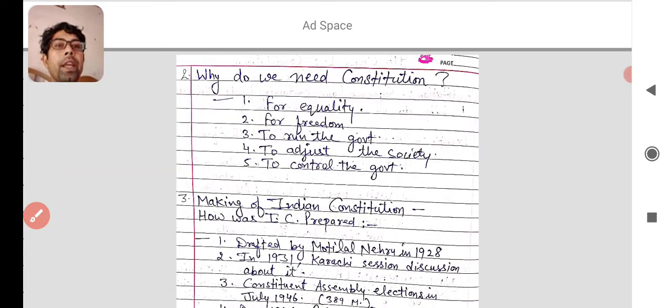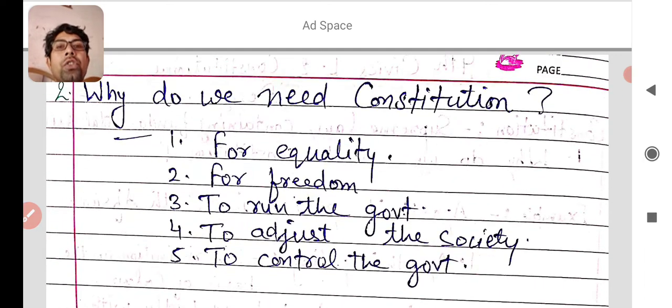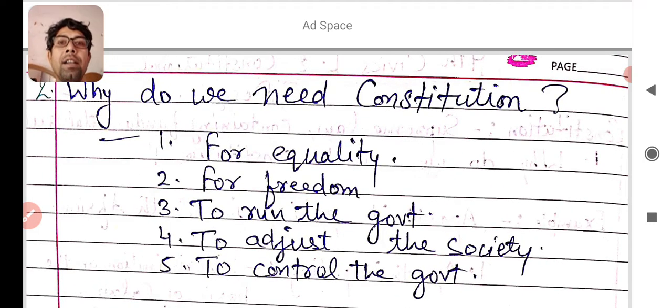Next point of today is why do we need constitution. Now I'm 100% sure that you can tell me the answer. Why do we need constitution? Sir, we need constitution to make equality in the society, for freedom of the people, to run the government in a better manner, and to adjust the society. To adjust the society here means to adjust the society like Africa. There were white and non-white people. If there is no constitution, how can we adjust the society?